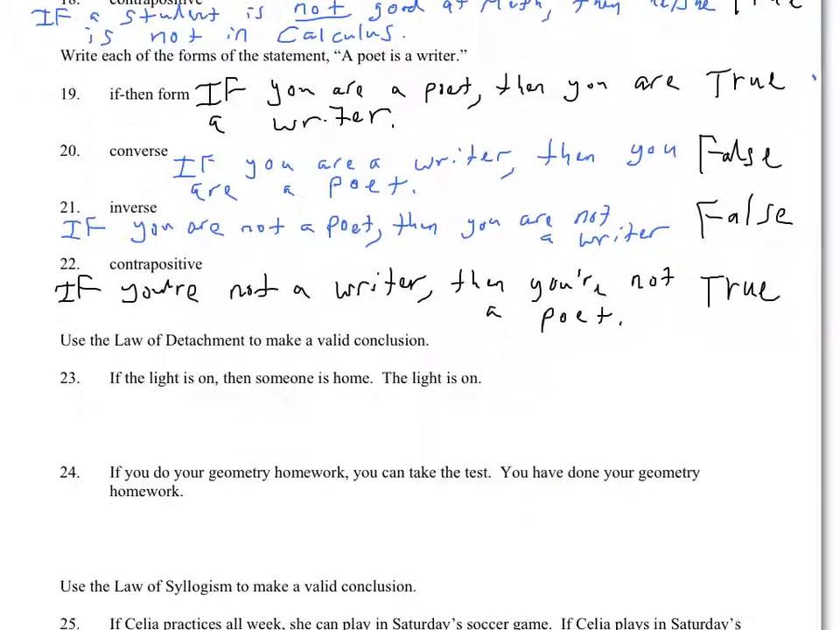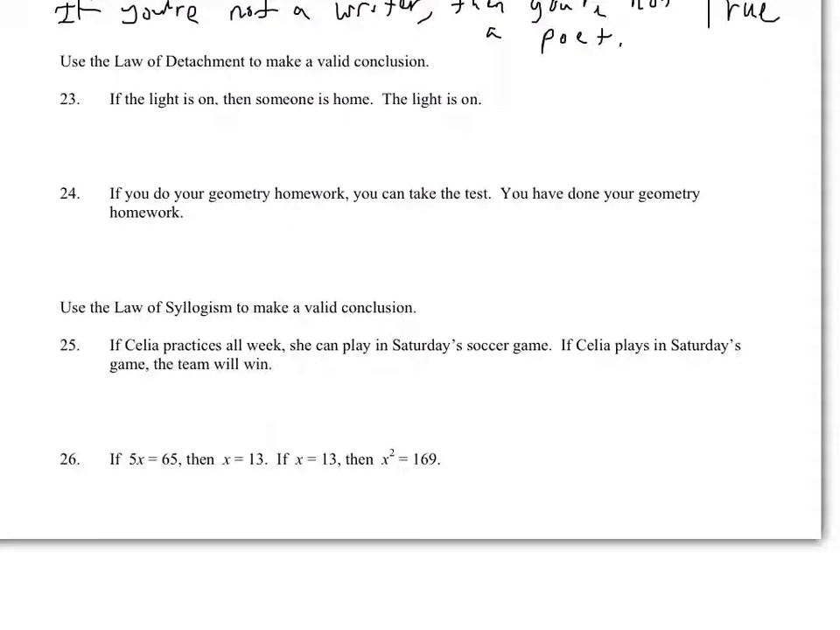All right, next up we have two laws that we use. The first is called the law of detachment. Basically this is where we give you a rule, and then we get specific and ask you to apply that rule. So here's just a general rule. If the light is on, then someone is home. We're going to assume that that if-then statement is true.